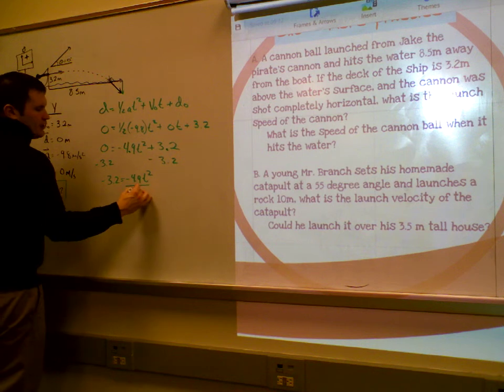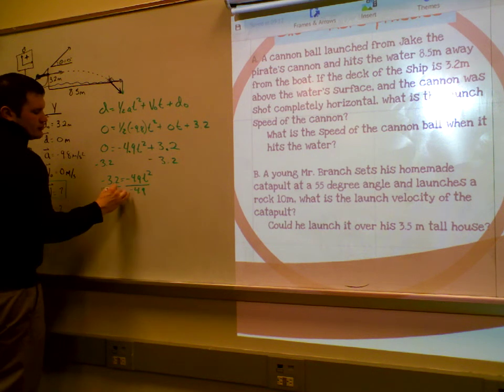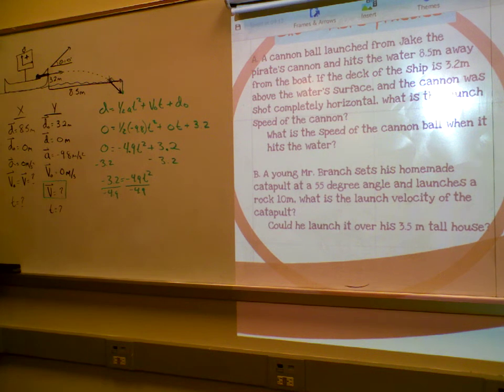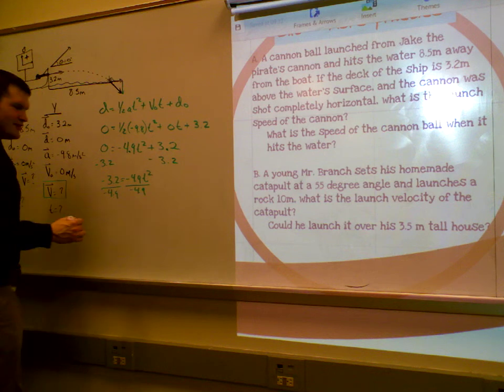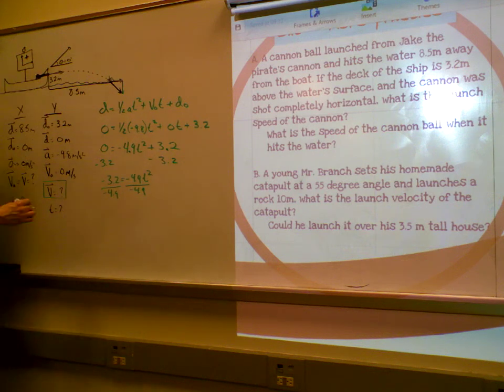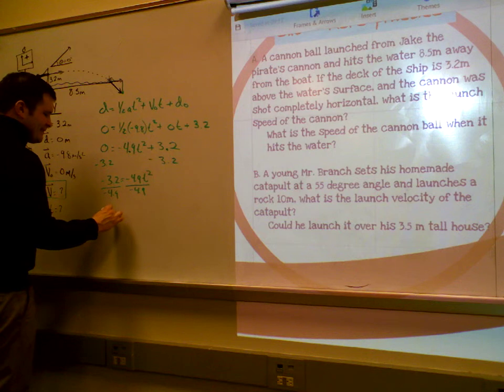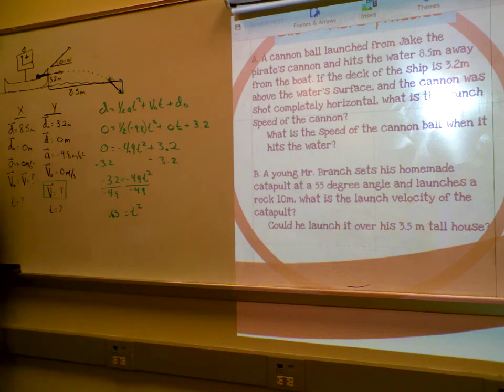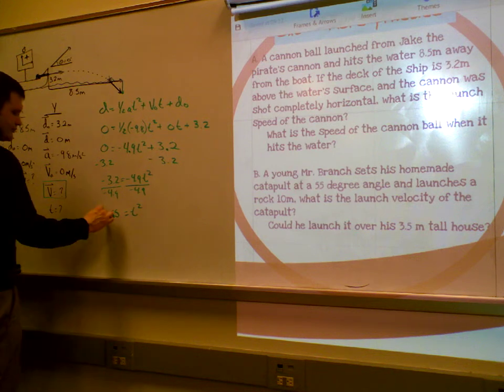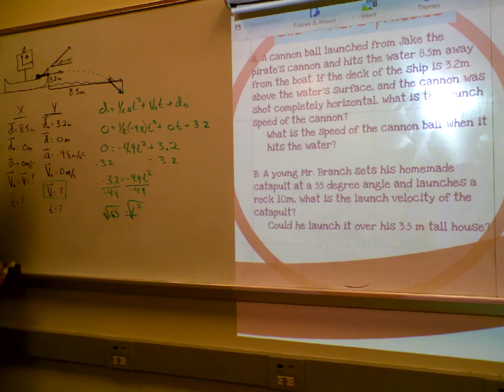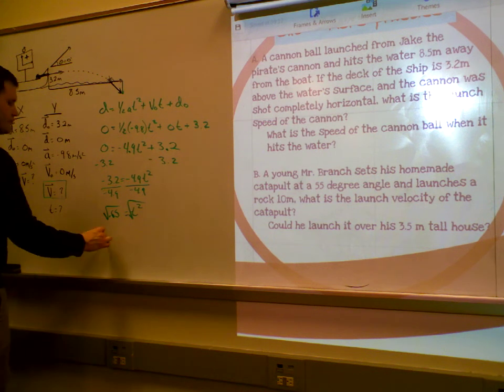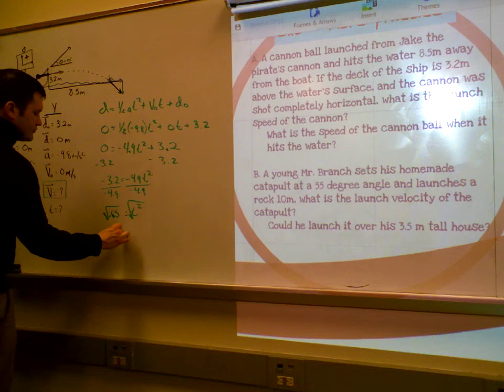Omar then said divide by -4.9. -3.2 divided by -4.9. What do we get? A number. Less than 1. 0.65306 equals t squared, right? So that means it takes 0.65 seconds. We have to square root it. So square root 0.65 and we get 0.8.